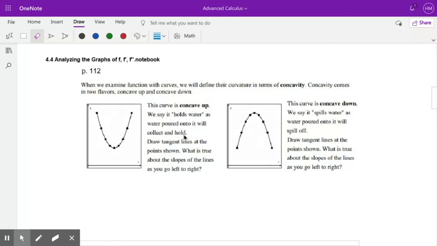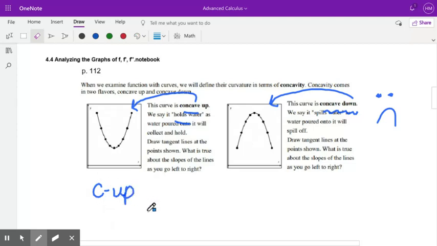So on page 112, you'll see a description of something that's concave up versus concave down. Concave up meaning that it can hold water. So this picture, concave up. Then concave down kind of looks like a frown or spills water. So concave up holds water, concave down looks like a frown. And you'll see me abbreviate concave up like C up, which actually looks like cup, and a cup holds water. Concave down, you'll see me abbreviate C down.